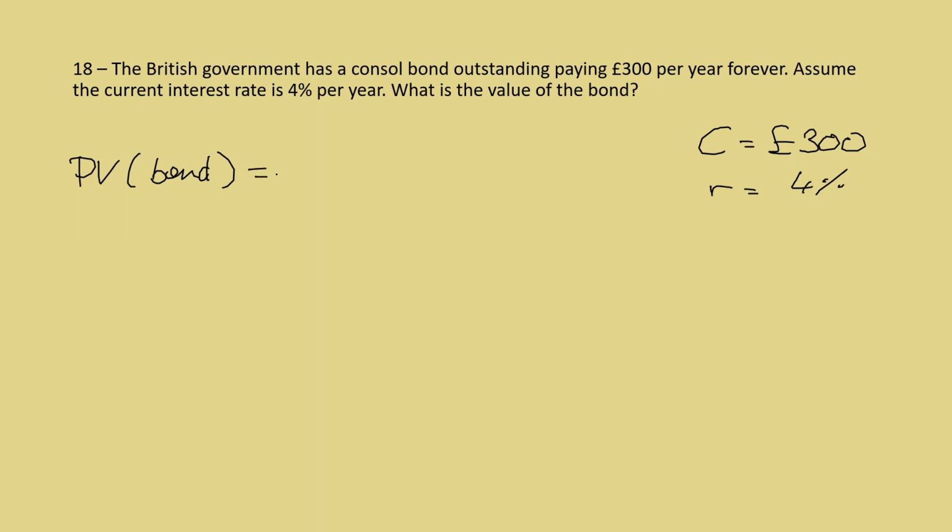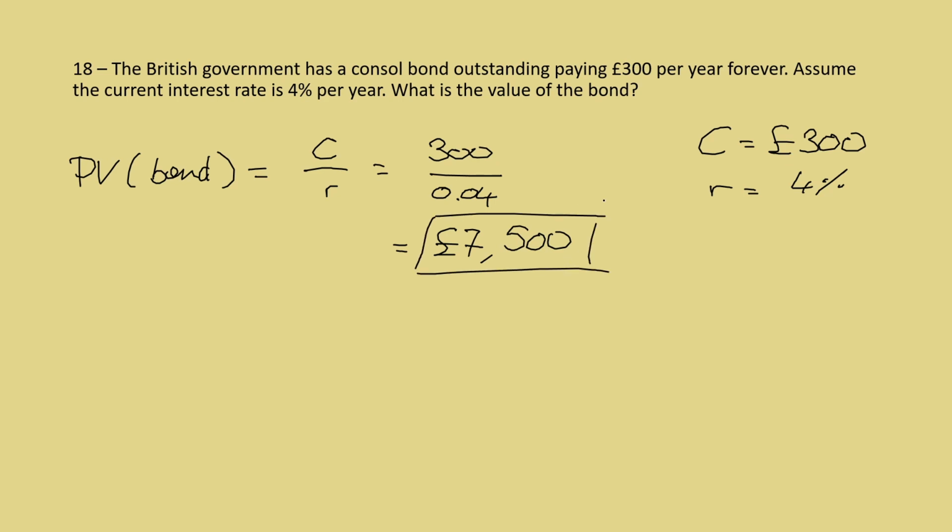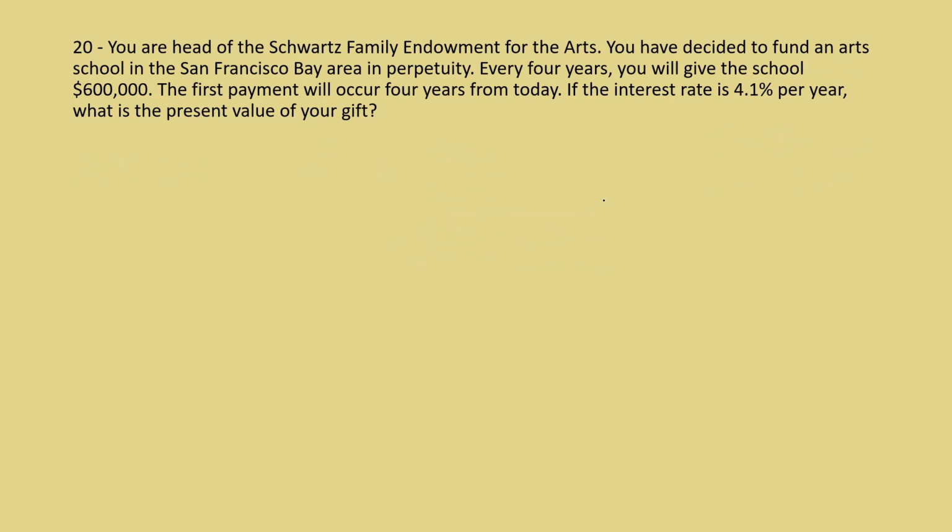Now, if you remember, the formula for the present value of a perpetuity is the cash flow over the interest rate, which in our case is going to be 300 over the interest rate in decimal places, 0.04. And if you plug this into the calculator, it should give you £7,500. So this is the present value of the bond. Excellent. Now let's look at a more complicated example.